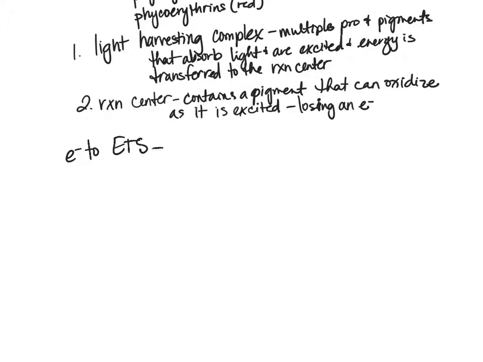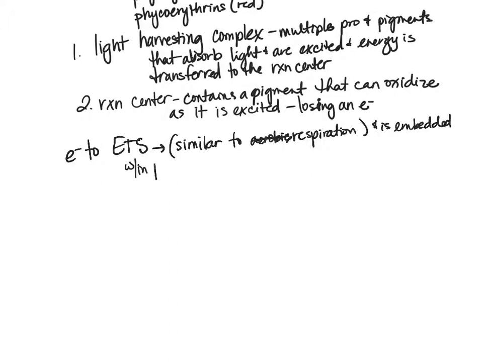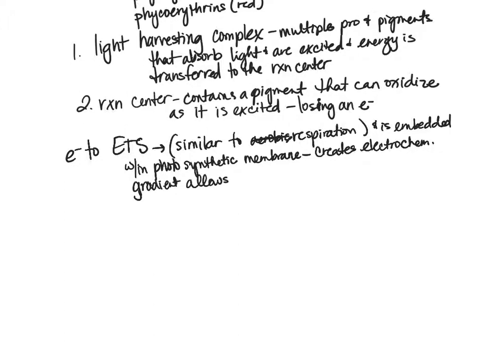So the electrons are transferred to the ETS, which is similar to respiration, it doesn't even have to be aerobic, and is embedded within the photosynthetic membrane. It creates an electrochemical gradient that allows ATP production by chemiosmosis.